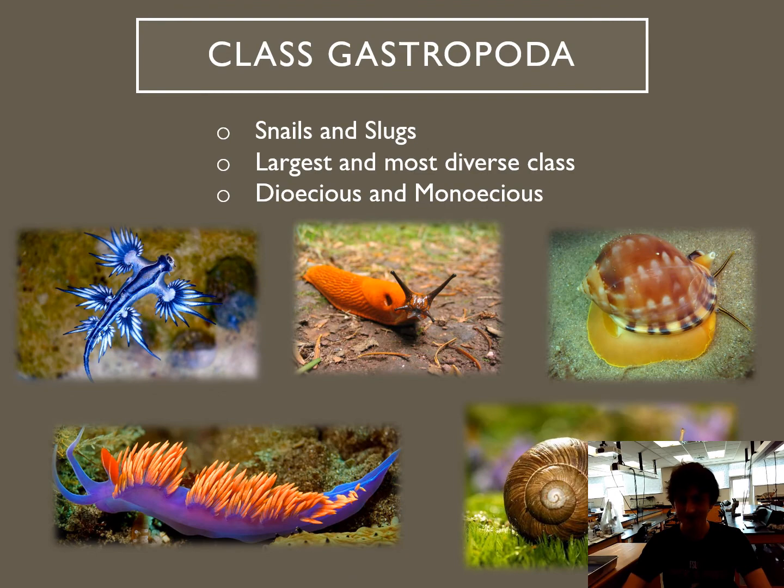The next class is the class Gastropoda. These are the snails and slugs. I believe everyone here has seen a snail or a slug at some point in their time. They're very common, and this is the largest and most diverse class in the phylum Mollusca. You have all three major environments represented: saltwater, freshwater, and terrestrial environments.